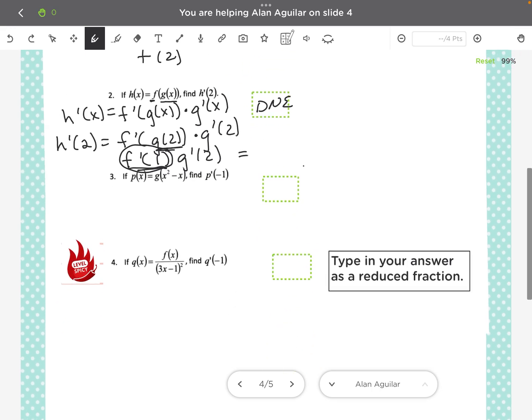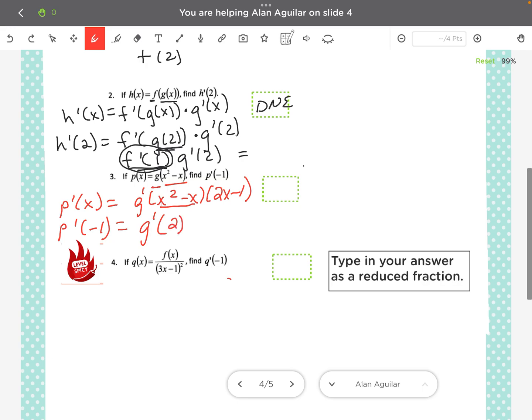Number 3, so p of x is a composite function again. g is the outside, x squared minus x is the inside. So we're going to take the derivative of p. So it's the derivative of the outside, inside stays the same, times the derivative of the inside. Now we're going to plug in -1 for x. So if I do that, this becomes -1 squared is 1 minus -1 is 2. And then this is -3.